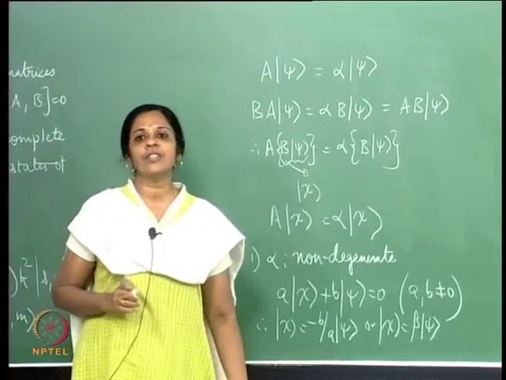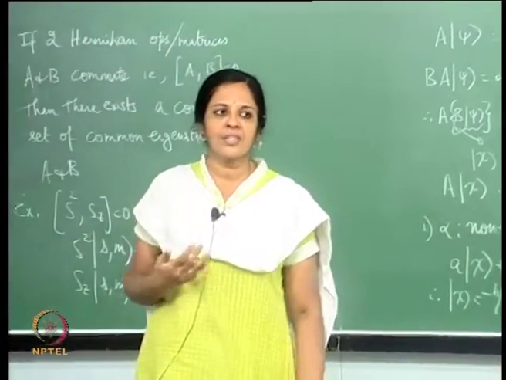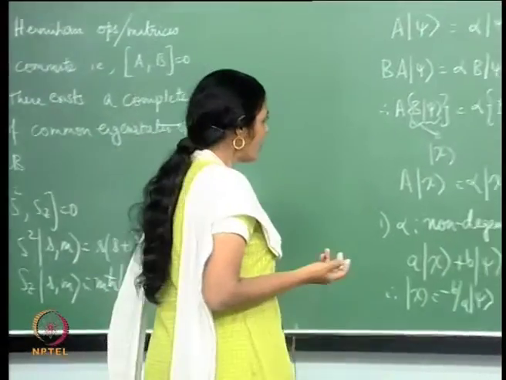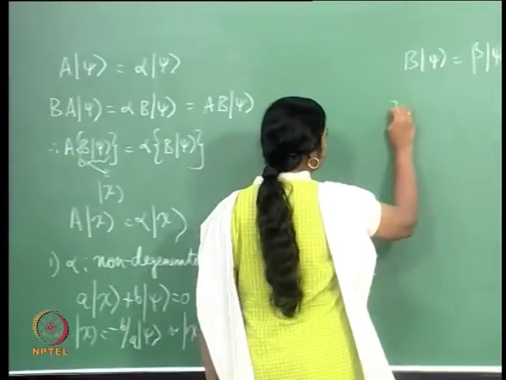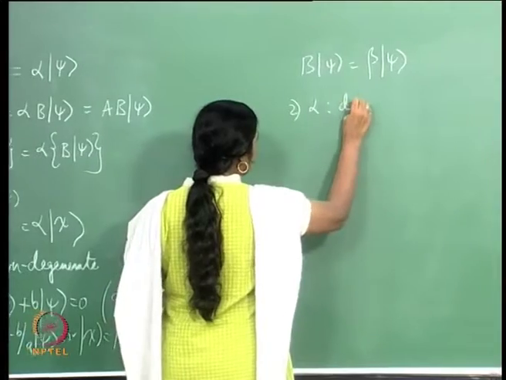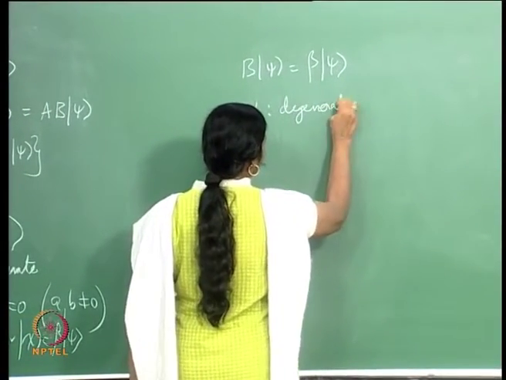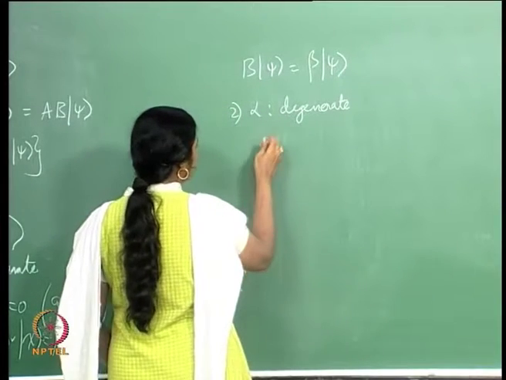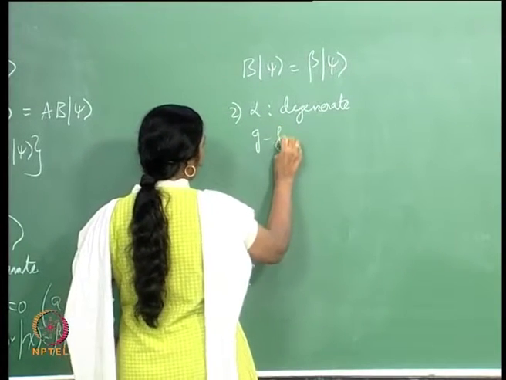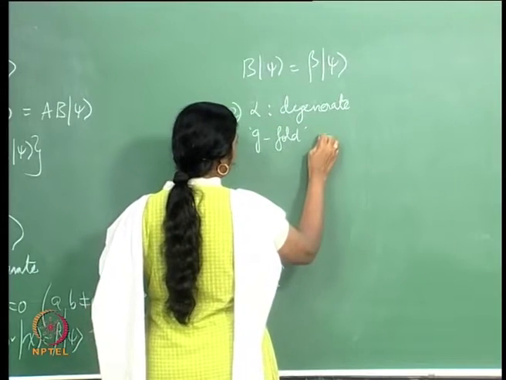The more non-trivial case is where alpha is degenerate. So, let us look at the second case: alpha degenerate. Let us say G fold degeneracy. What does that mean?